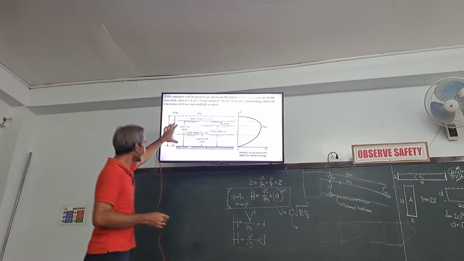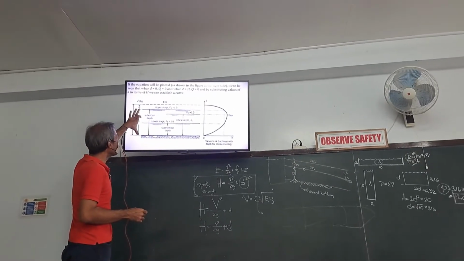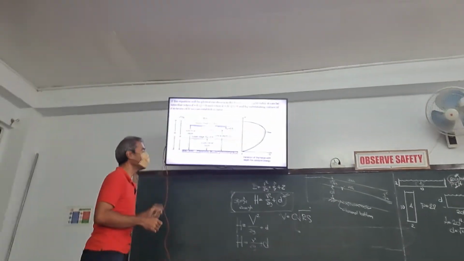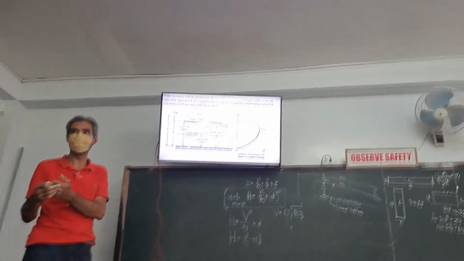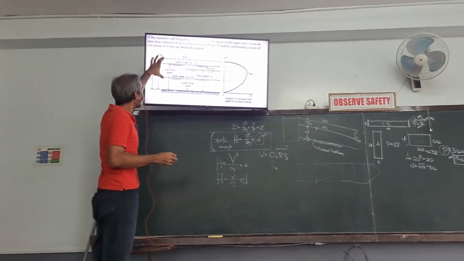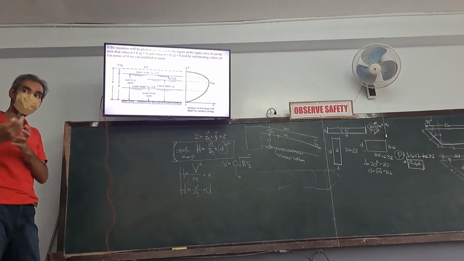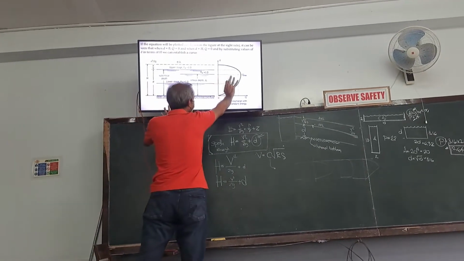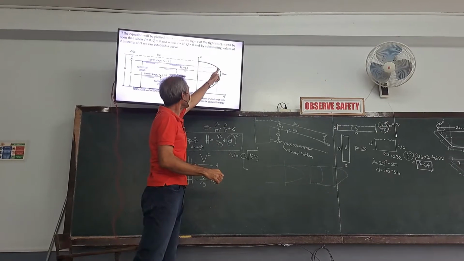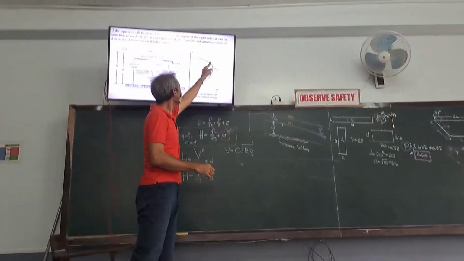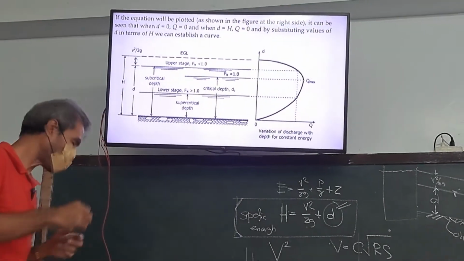Okay? Now, if the velocity is slow and the depth is shallow, it is called subcritical flow, meaning the depth is at subcritical depth. If the velocity is large and the depth is small, it is called supercritical flow, having supercritical depth. And you would notice in the drawing, the subcritical depth will have a Q, and the supercritical depth, the same Q. Okay? The same Q.